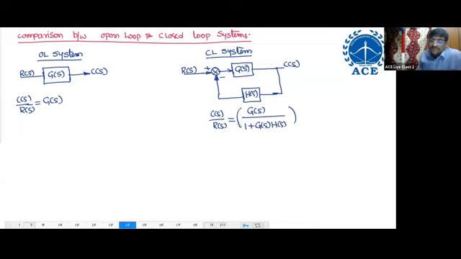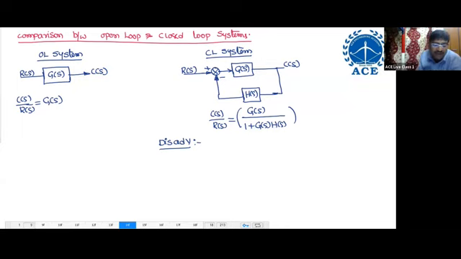So now, what is the first difference between open loop and closed loop? First, what is the main disadvantage of feedback? Just observe these two, then you will get what the disadvantage is.